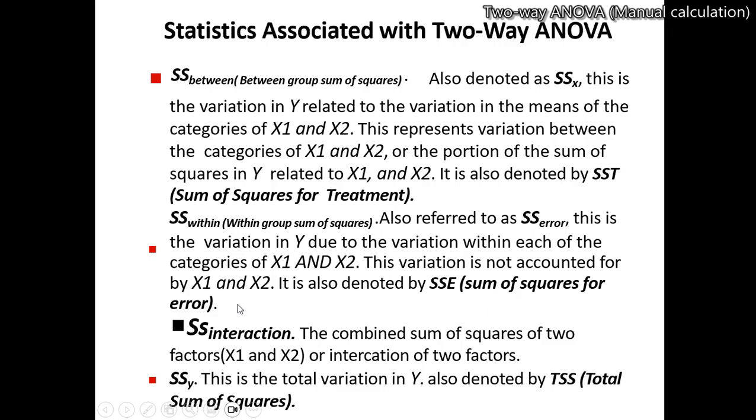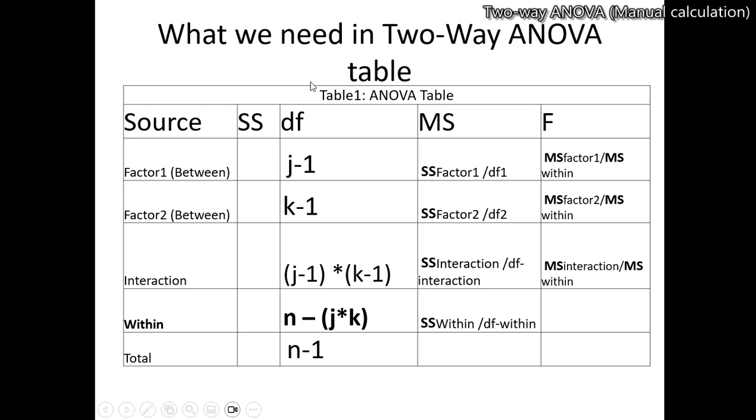Then there is an extra sum of squares in the case of two-way ANOVA. It's called SS interaction, or sum of squares for interaction. This is the combined sum of squares of the two factors x1 and x2, or the interaction of the two factors. Finally, this is the total variation in y, also denoted by TSS, total sum of squares.